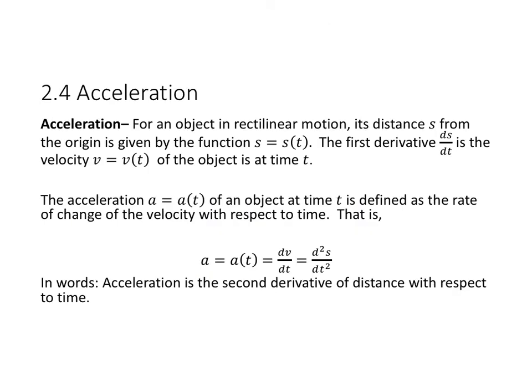In section 2.4, they also introduce acceleration. What's important to know about acceleration is that it's the second derivative of position. So we have position, and then velocity is the first derivative, and then acceleration is the second derivative of position. So the derivative of velocity is acceleration.